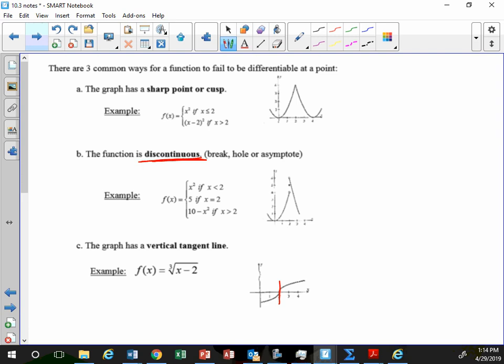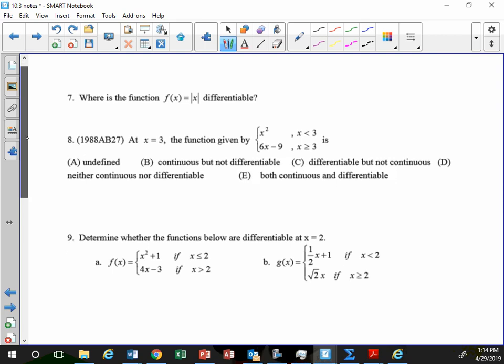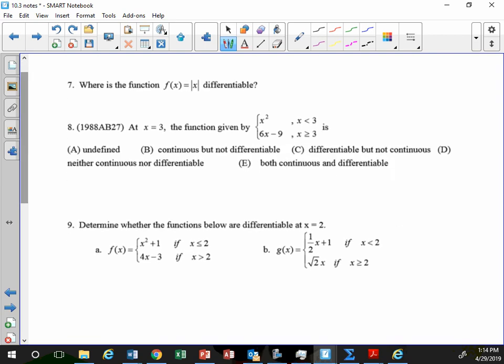All right. We are going to do a little bit on this next page. We're running out of time. All right, so number 7, where's the function f of x equals absolute value of x differentiable? So again, that means where can I take the derivative of this graph? Anywhere but 0. So it's anywhere except for the point, right? So negative infinity to 0, 0 to infinity.